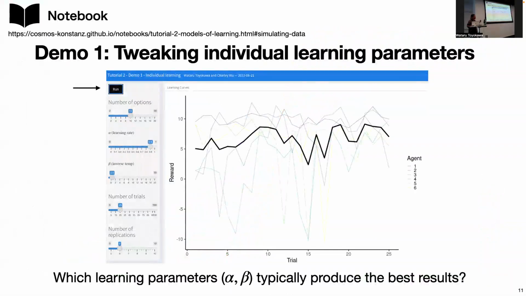So yeah, by playing around with this, you can observe what happens when alpha is extremely large or small, or beta is extremely large or small. What I actually forgot to include here is that we can also change the initial Q value as well.